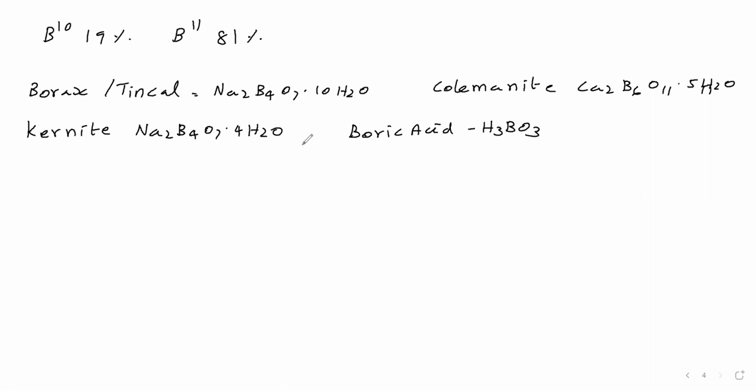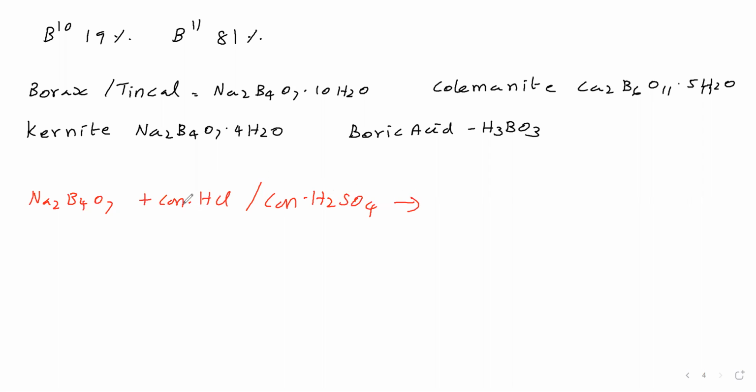Now, how to extract boron from borax? That method we'll see. First, borax should be treated with concentrated HCl or concentrated sulfuric acid. We'll take borax and treat this with concentrated HCl, otherwise concentrated sulfuric acid.